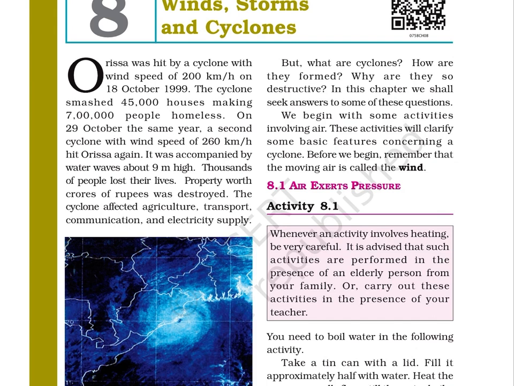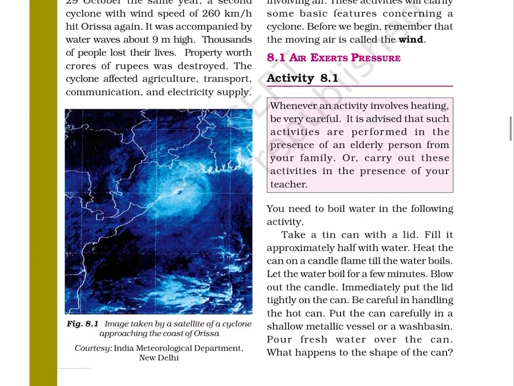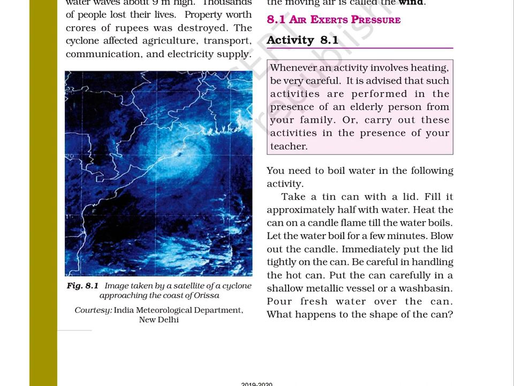It was accompanied by water waves about 9 meters high. Thousands of people lost their lives. Property worth crores of rupees was destroyed. The cyclone affected agriculture, transport, communication, and electricity supply. Figure 8.1. Image taken by a satellite of a cyclone approaching the coast of Orissa. Courtesy Indian Meteorological Department, New Delhi.